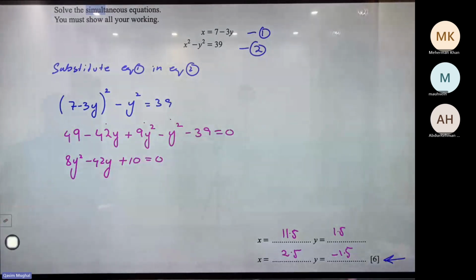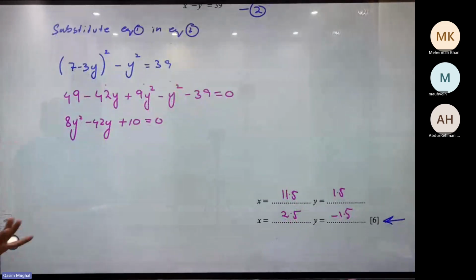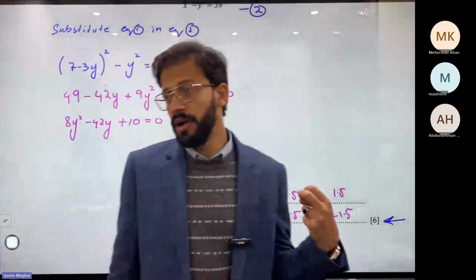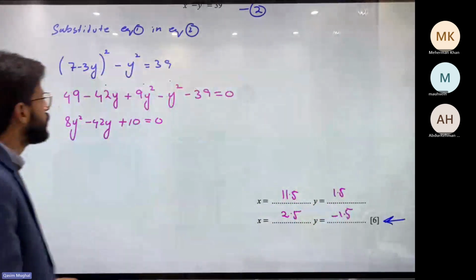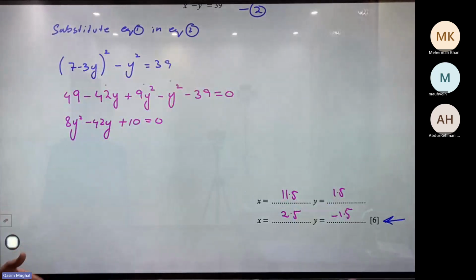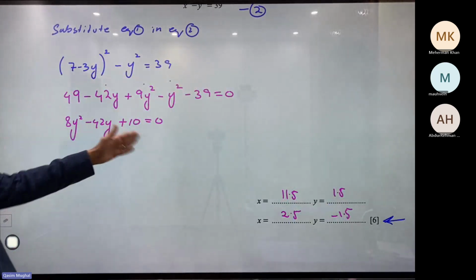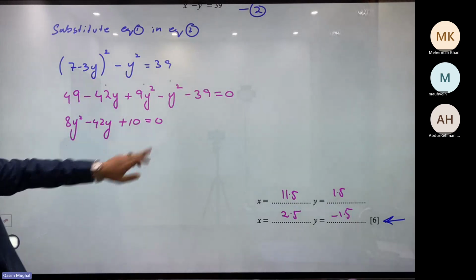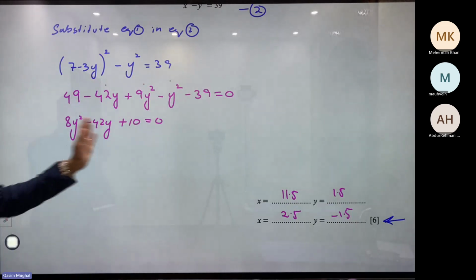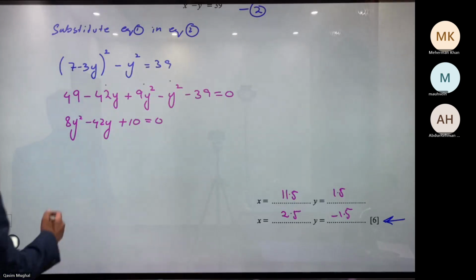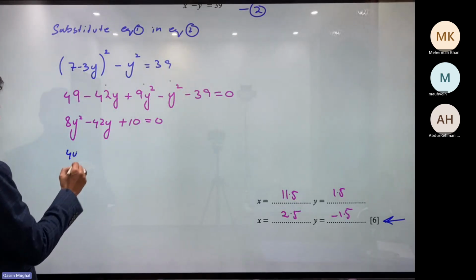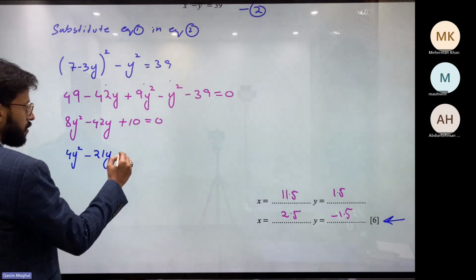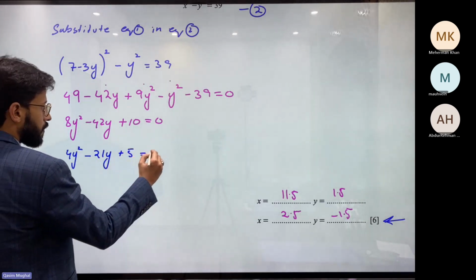Now you can solve this quadratic equation by using any particular method of your choice. You can go for quadratic formula, you can go for factorization. I would like to go for factorization, but if you have a good look at it, I can simplify this further. So I will divide the entire equation with the 2. Okay, so that is going to leave me with 4y squared minus 21y plus 5.